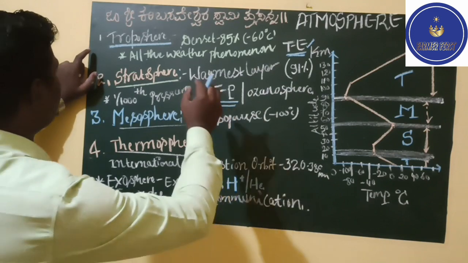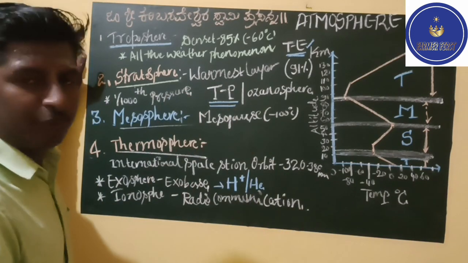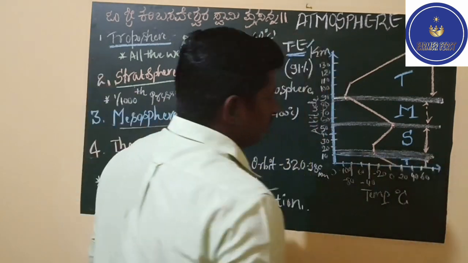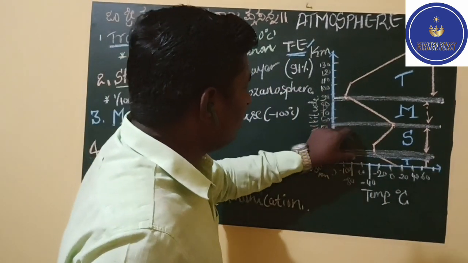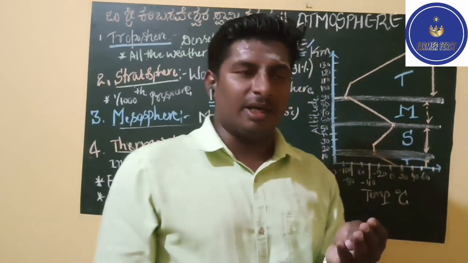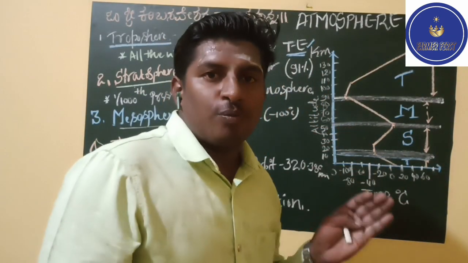Hope you have understood the troposphere and what is the importance of the troposphere. One more layer will come. It is the layer between the stratosphere and the troposphere. It's also called an intermittent layer, that is called the tropopause.